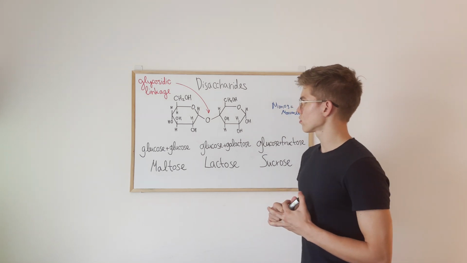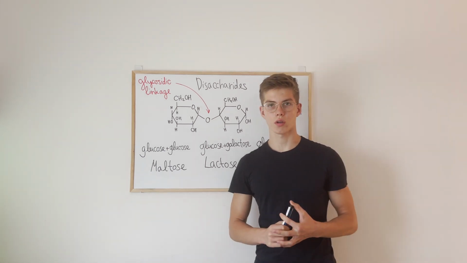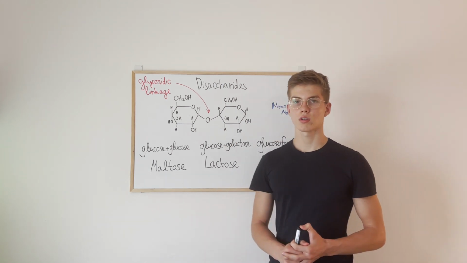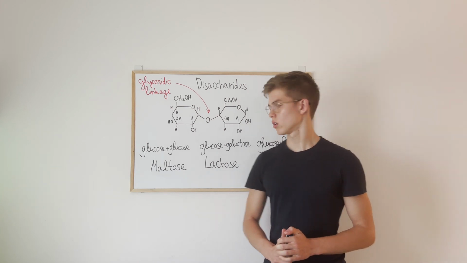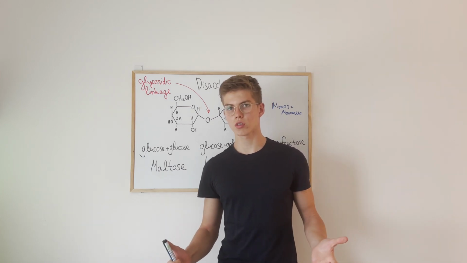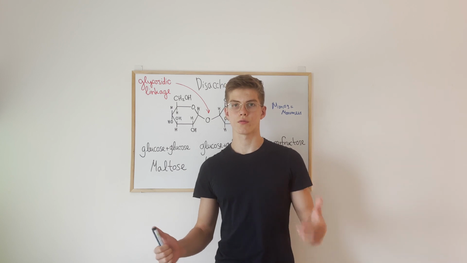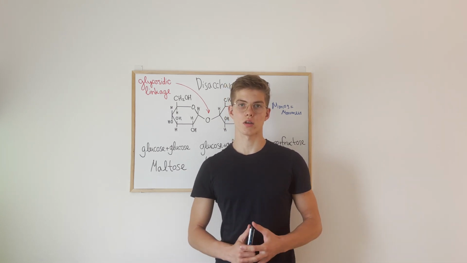The most common disaccharides are maltose, which is a combination of two glucose molecules, lactose, which is a combination of glucose and galactose molecules, and sucrose, which is table sugar, and that is a combination of glucose and fructose. Now let's discuss polysaccharides.